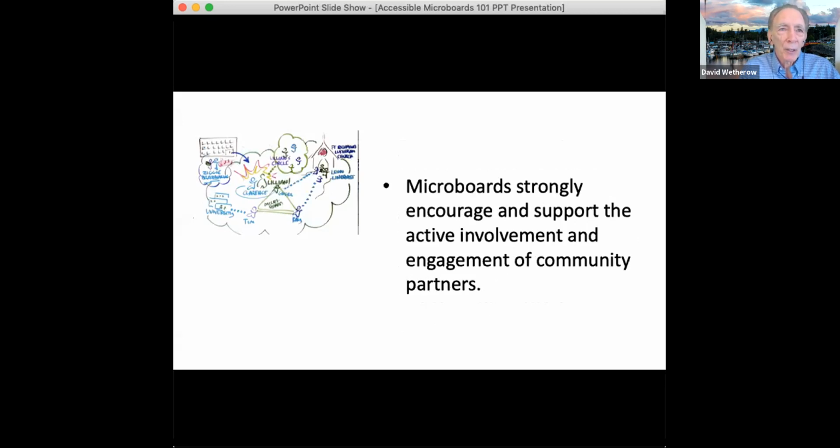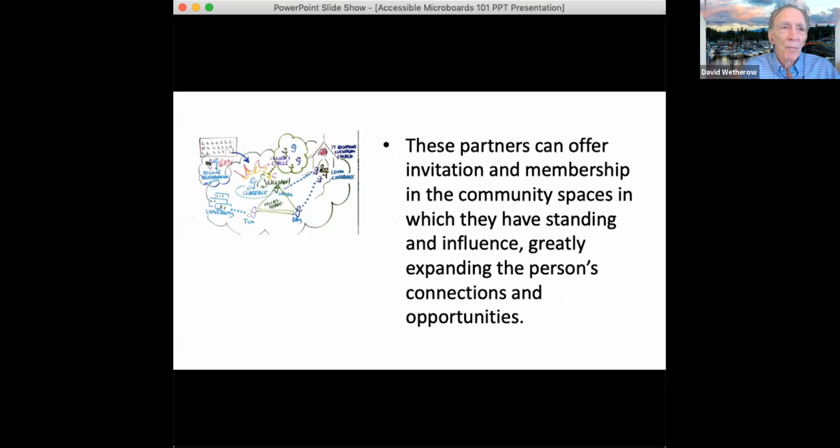Microboards strongly encourage and support and thrive on the active involvement and engagement of other community partners. These partners can offer invitation and membership in the community spaces in which they have standing and influence, and greatly expand the person's connections and opportunities.